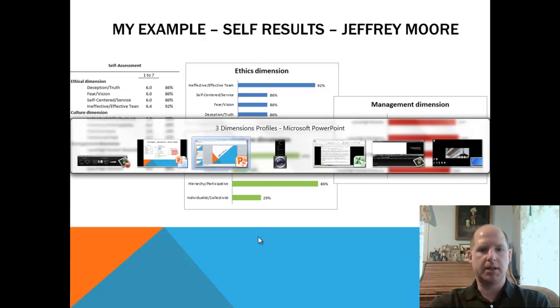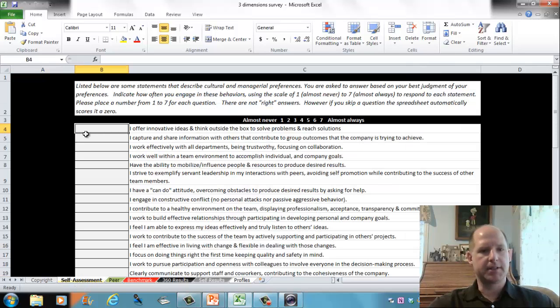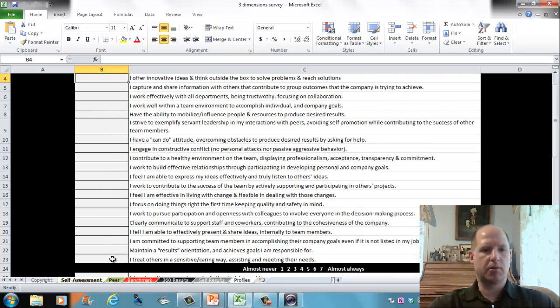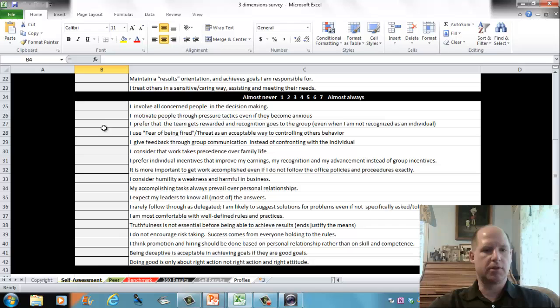This all is predicated on the work from your Excel spreadsheet. And if you open up the three-dimension survey, you'll see at the bottom here you have a copyright tab. Then you have a self-assessment. This is where you would put your self-assessment. And you're scoring a number here in each of these boxes from 1 to 7, 1 being almost never and 7 being almost always. These first 20-some questions are the management profile, and then the 18 or 20 next questions are the cultural profile and the ethics profile.